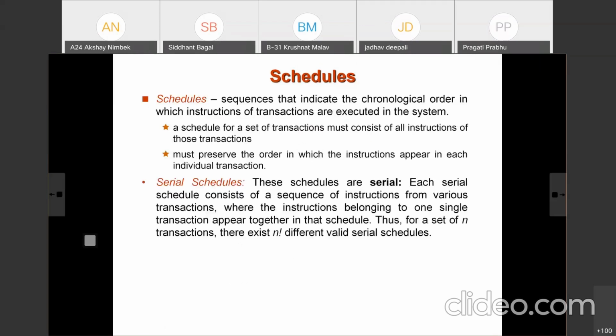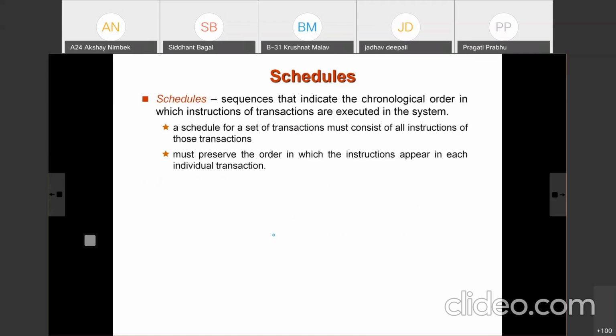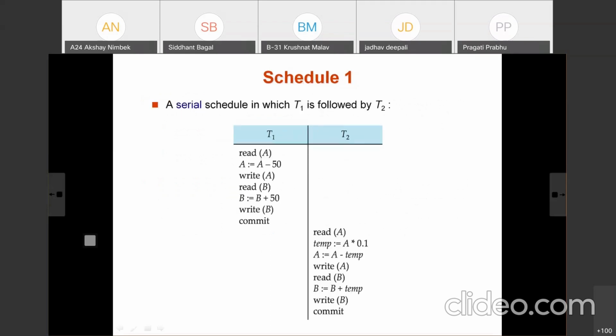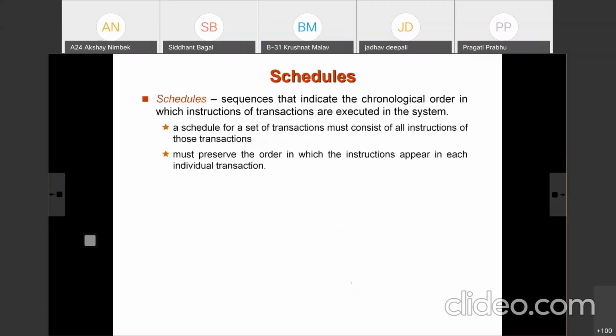Now serial schedule. Serial schedule I have already told you with examples. Each serial schedule consists of a sequence of instructions from various transactions where the instructions belonging to one single transaction appear together in that schedule. So instructions from T2 appear together and instructions for T1 appear together. First T1, then all the instructions of T2, then we call it a serial schedule. We execute first all the instructions of T1 and then we go for all the instructions of T2. So that is called a serial schedule.